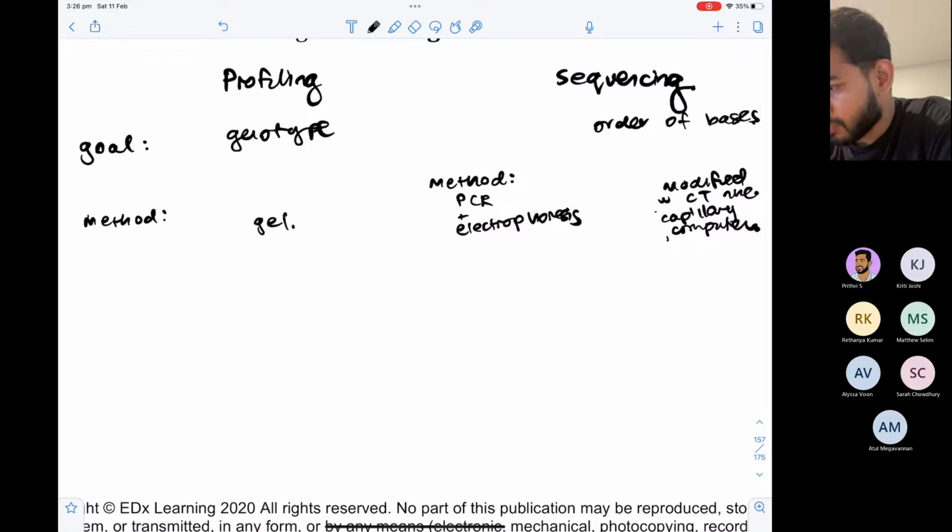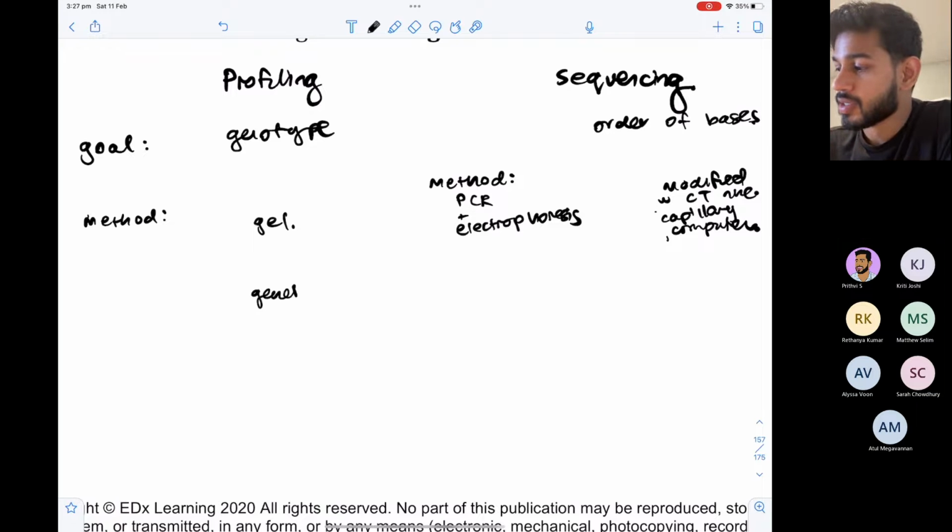Sarah? What's one other similarity or difference? Both. Actually, no. DNA profiling can be used as a genetic marker. So DNA profiling, I know what you mean. You mean SNPs and short tandem repeats can be used as genetic markers, and they're used in DNA profiling. Yeah. Right?